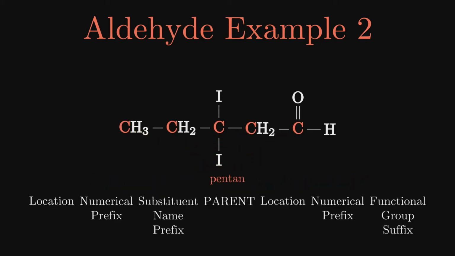The parent is 5 carbons, or pentane. There are 2 iodines, so we need the numerical prefix di, and of course the aldehyde. Numbering from the aldehyde, the iodines are both on position 3, and we get the name 3,3-diiodopentanal.